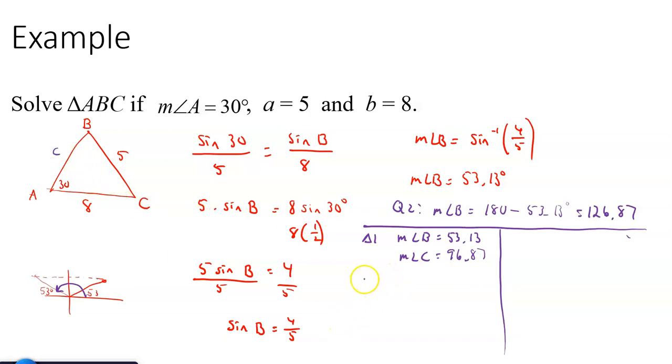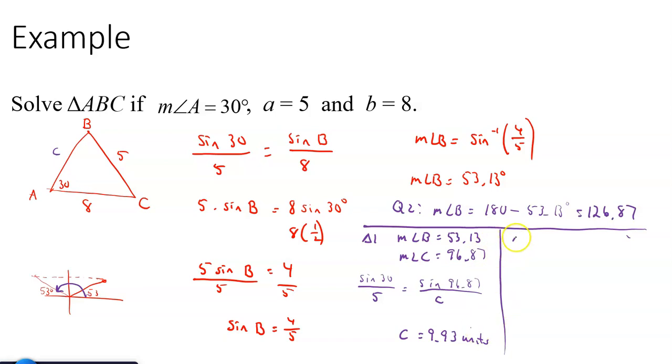So I can set up the sine of 30 over 5 equals the sine of 96.87 over C. And so we do 5 times the sine of 96.87, and then divide it by the sine of 30, which is a half. And I get 9.93. So side C is 9.93 units.